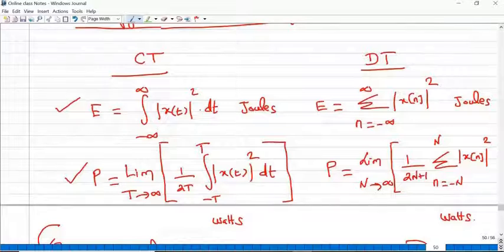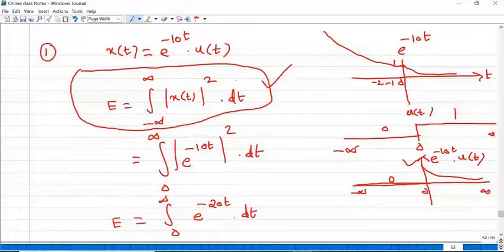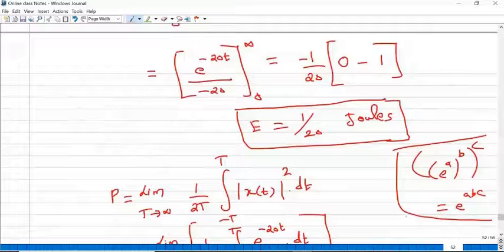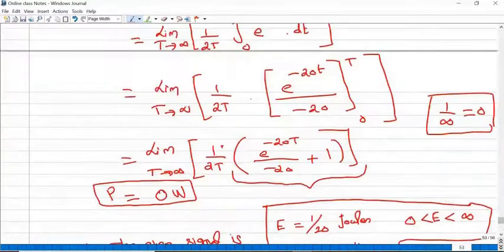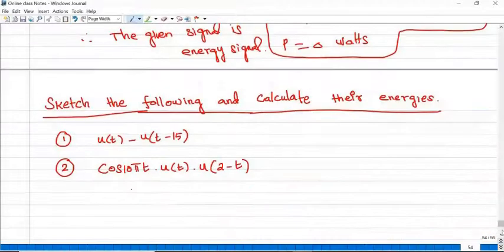For a continuous signal, energy is the integration from minus infinite to infinite of x of t square dt. For power, limit T tends to infinite, 1 upon 2T integration from minus T to T of x of t square dt. It's a general formula, but depending on the signal sketch, this integration limit will be changing. Say, for example, yesterday we solved one problem, e power minus 10t dot u of t. Here, only 0 to infinite information is available. So the integration is 0 to infinite for energy calculation. For power calculation, you have to substitute 0 to T. Right.